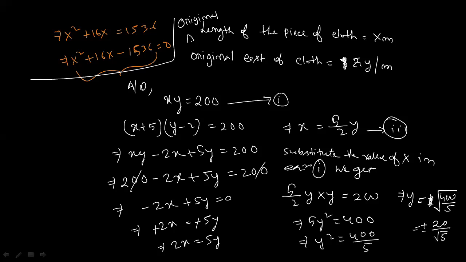But you can't take the negative value. Why? Because it is the cost of the cloth. And you have to take the positive one. So y will be 20 root 5. So this is the cost.